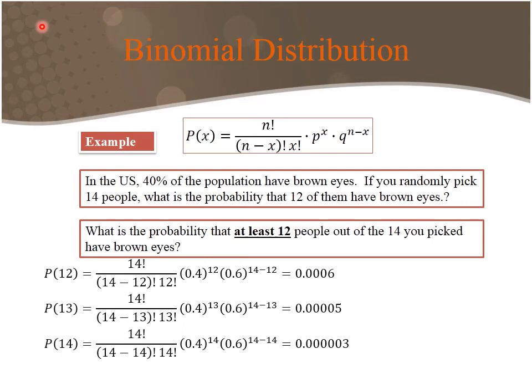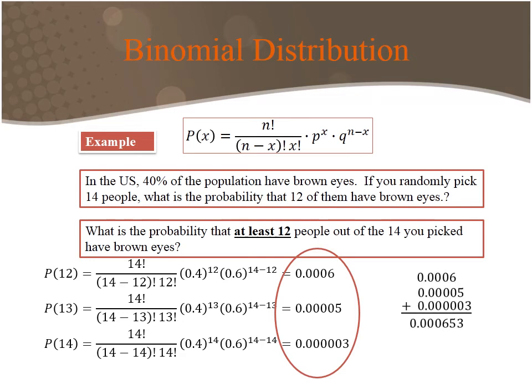But regardless, in order to calculate the probability that at least 12 people out of the 14 have brown eyes, we now simply need to add up those probabilities that we just calculated. So adding all those up, we get 0.000653 probability that at least 12 of the 14 people had brown eyes. One quick note, we have to regard 0 factorial as 1 to make any of these calculations come out nicely.